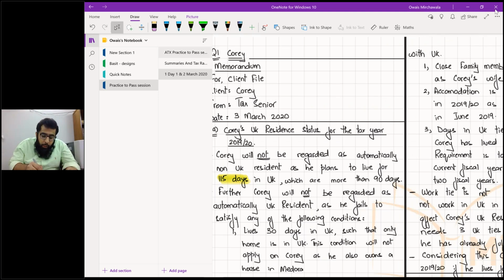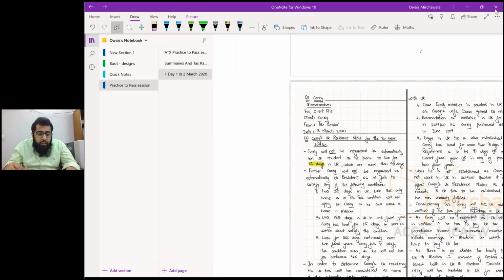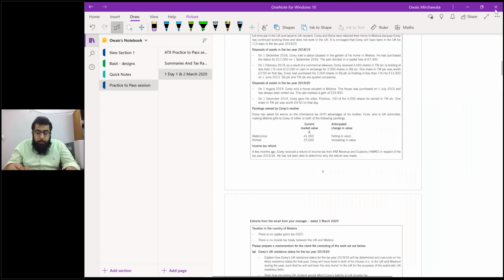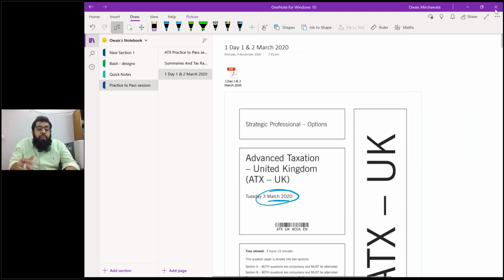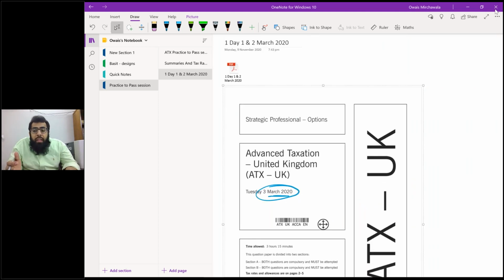So now what we are doing is that we are starting our first paper of the March 2020 attempt. We are starting from our first past paper of the March 2020 attempt, and we will try to revise the rules during the discussion of this past paper.